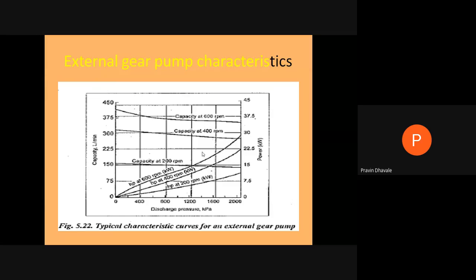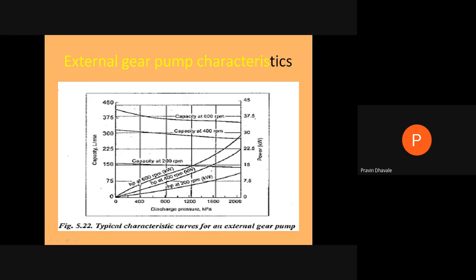Then the typical characteristic curve for an external gear pump is shown in this figure, where it gives the relation between the capacity or discharge of this external gear pump and the relation between discharge pressure and power output. So this diagram shows the relationship between capacity, discharge pressure, and power output, or we may call it brake power of this pump at different RPM, 200 RPM, 400 RPM, right?